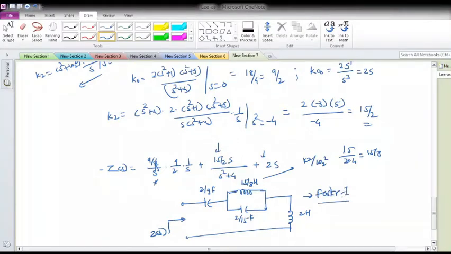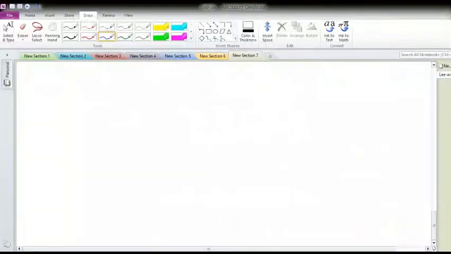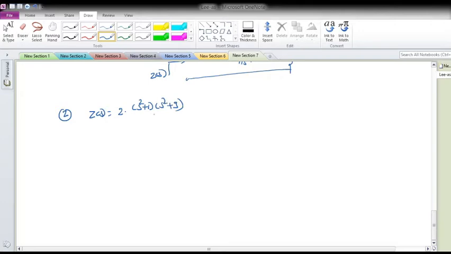Now let us do Foster 2. For Foster 2, what are we supposed to do? We have to take it as admittance. So now let us take a second example for Foster 2. Suppose Z of s is 2 into (s square plus 1) (s square plus 9), divided by s into (s square plus 4).